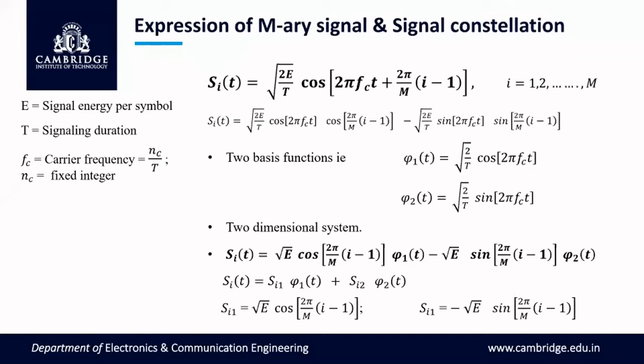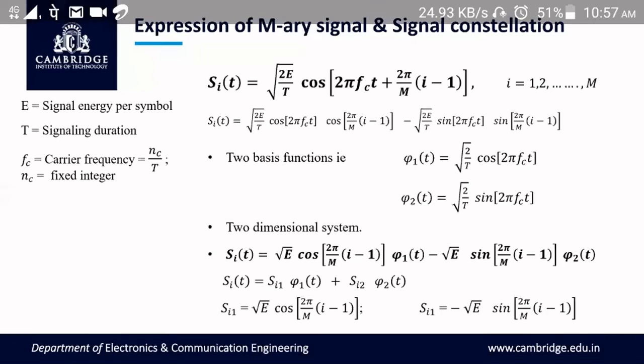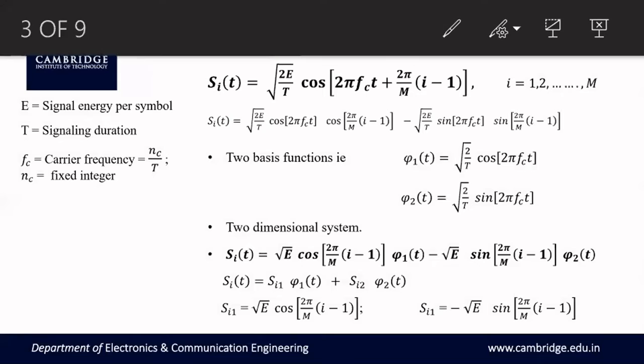As we wrote the equations for BPSK, BFSK, BASK, here also we can write it. S of t is equal to root of 2E by T. E stands for energy per symbol. T stands for symbol duration, one symbol duration. So as usual, the carrier signal is cosinusoidal, cos of 2 pi fc t, where fc is the carrier frequency, plus the phase: cos of 2 pi fc t plus theta. Okay, right?